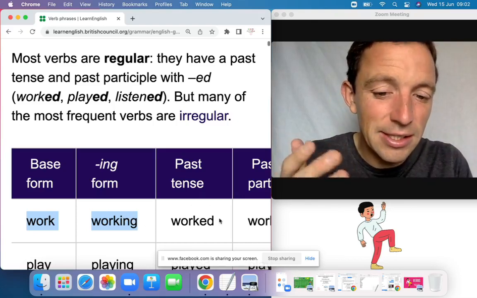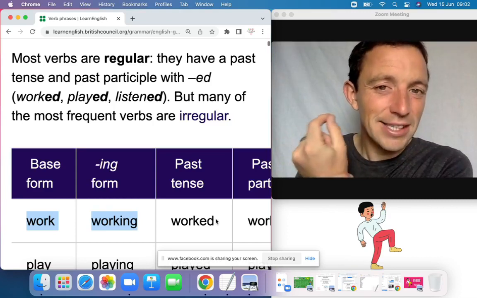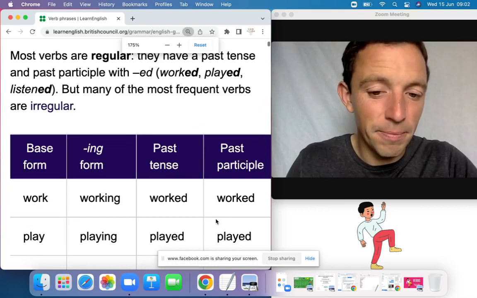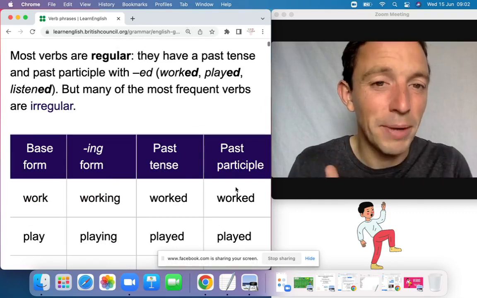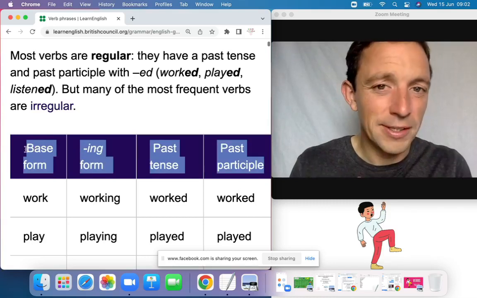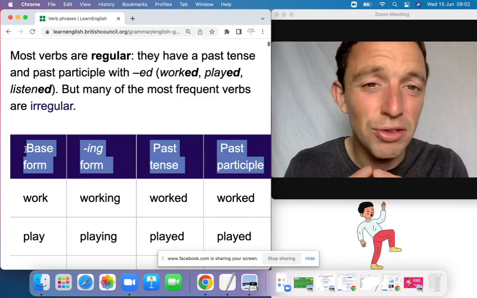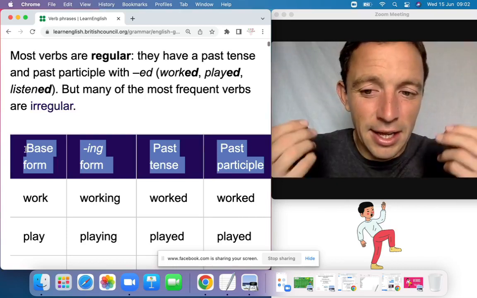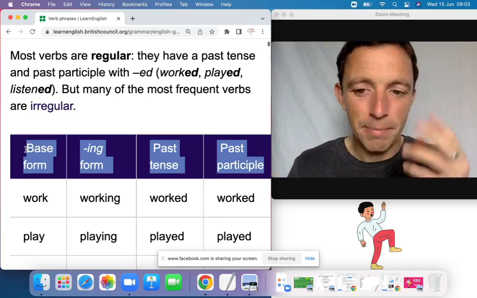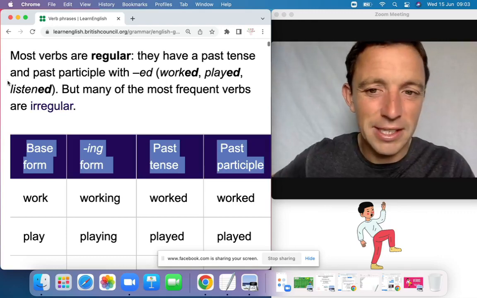The next form is the past simple. So the past tense is another typical form of the verb in general. And then finally, we have the participle. So they're the four important different terms and different parts of a verb, and it's really important because we need to know this all the time. Okay, the base, the ing, and the past, and also the participle.